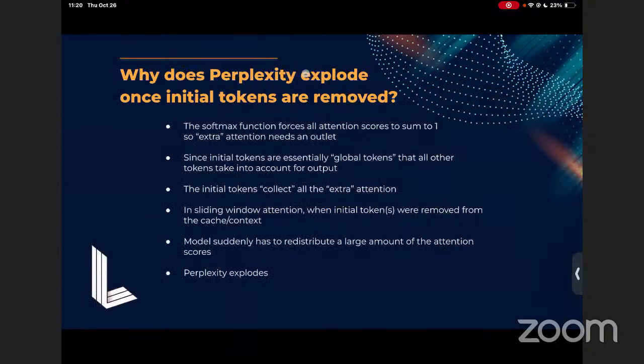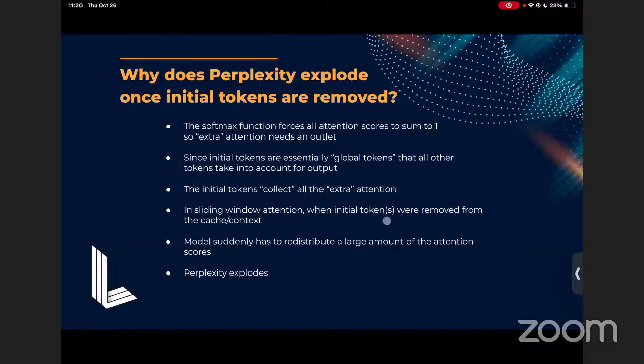So why does perplexity explode once the initial tokens are removed? Well, this comes from the attention mechanism that uses the softmax function. So the softmax function forces all attention scores to sum to 1. And so after calculating the attention scores for the existing tokens, all the extra attention for it to sum to 1 needs an outlet. And since initial tokens are essentially global tokens that all other tokens have to take into account for output, like the initial tokens are always there for all the tokens after it. Because they're always there, these initial tokens tend to collect all of this extra attention for the softmax function.